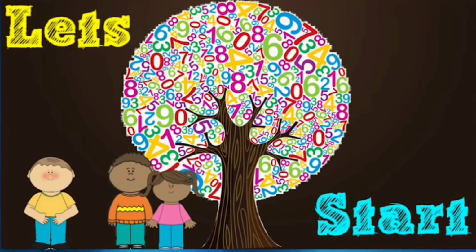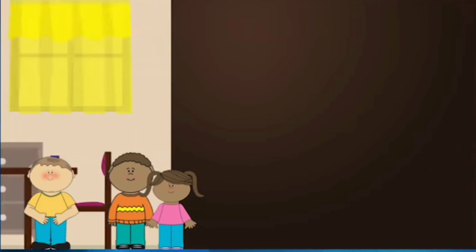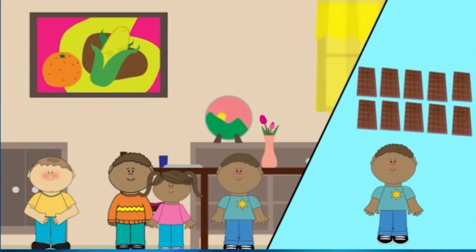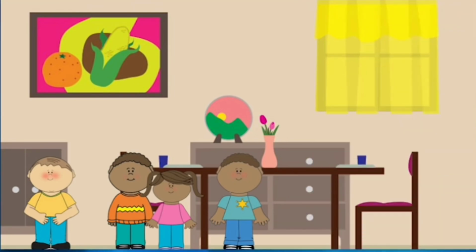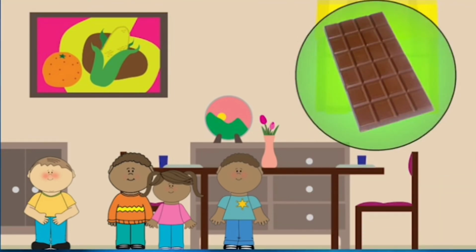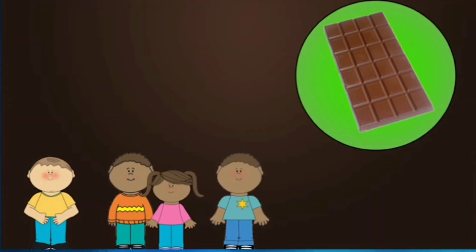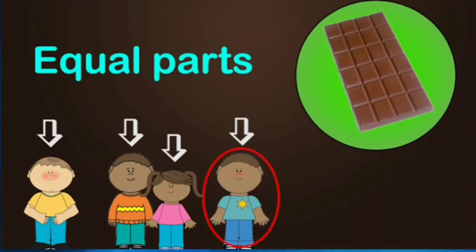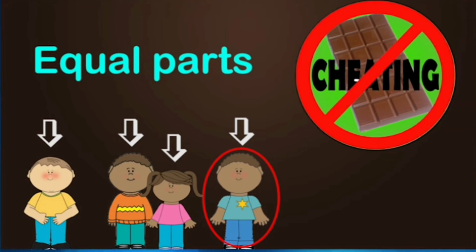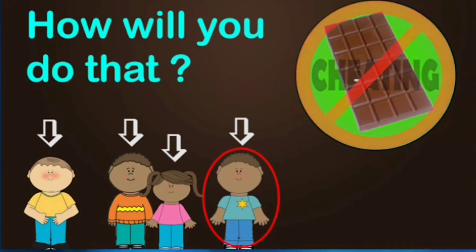You and your 2 friends went to Ben's house. All the while waiting for you guys, he ate 9 out of the 10 chocolates that he kept for you guys. Now, after you guys reached, all you have is one big chocolate that you have to divide in equal parts among your friends, including Ben. No cheating. So, how will you do that?